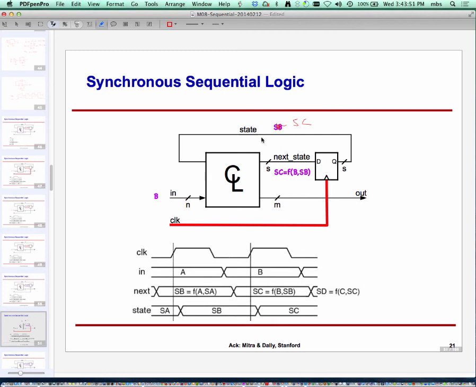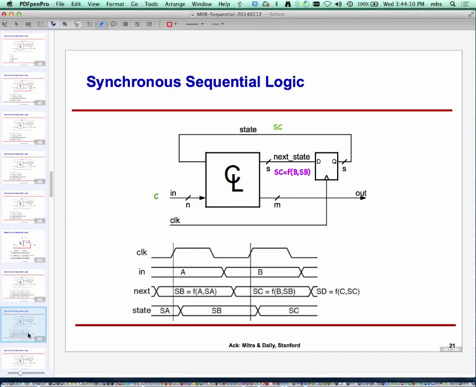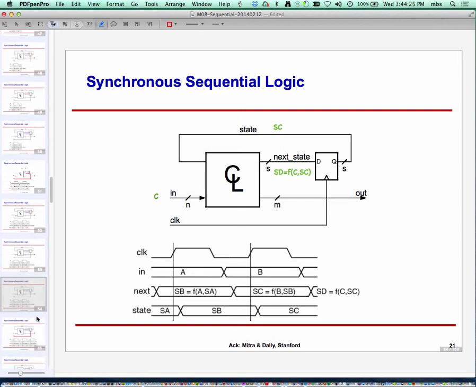And then the same game will repeat, that after some delay, I will see a new value occur on the next state. It would be SD. And then at the succeeding clock edge, that SD will latch in, and so on and so forth. So after some time, I will see an SD occur out here. SD is going to be a function of the input at that time, C and SC. And again, at the next clock edge, that will get latched into the register.